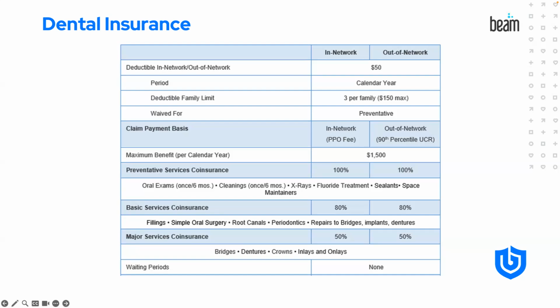Now, the provider search link for your dental plan is located on page 11 of your benefit guide, as well as in the online enrollment tool under the dental portion of the enrollment process. And again, you will see your cost automatically calculated in the online enrollment platform based on the level of coverage you choose.